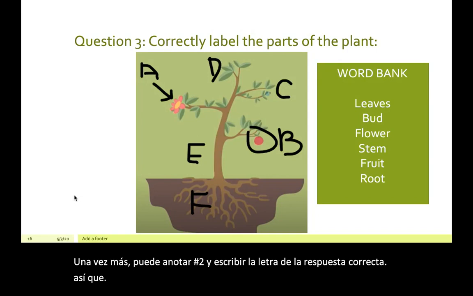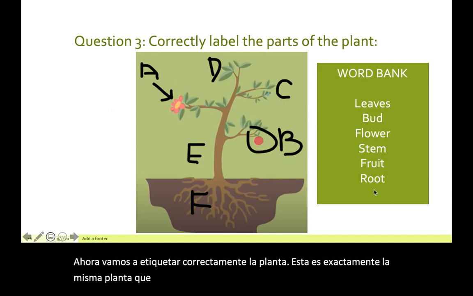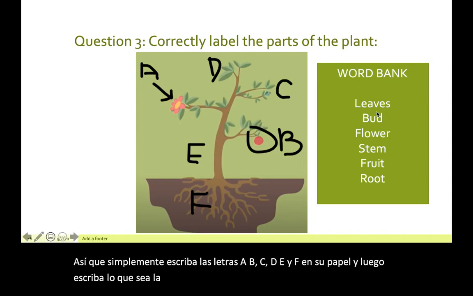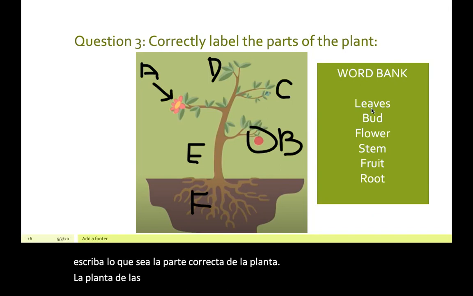Now we're going to correctly label the plant. This is the exact same plant that was in the video. The word bank is over here. So simply write the letters A, B, C, D, E, and F on your paper, and then write whichever is the correct part of the plant. The parts are leaves, buds, flower, stem, fruit, root.